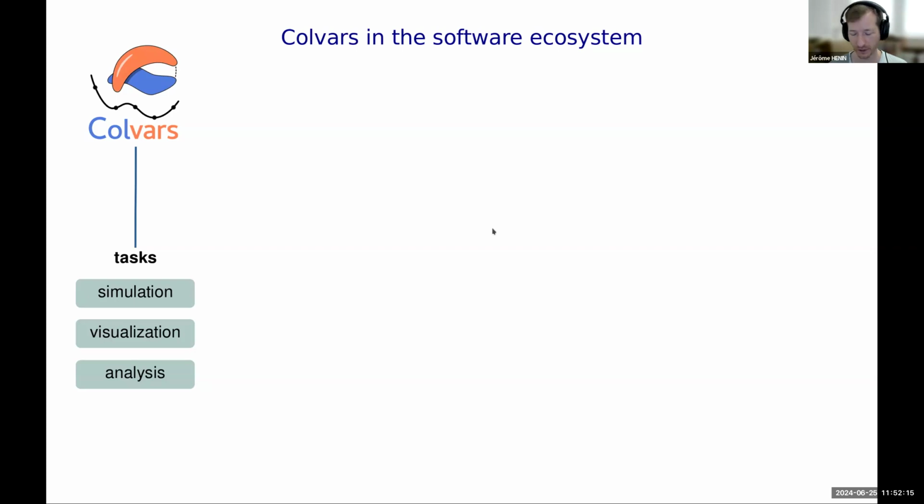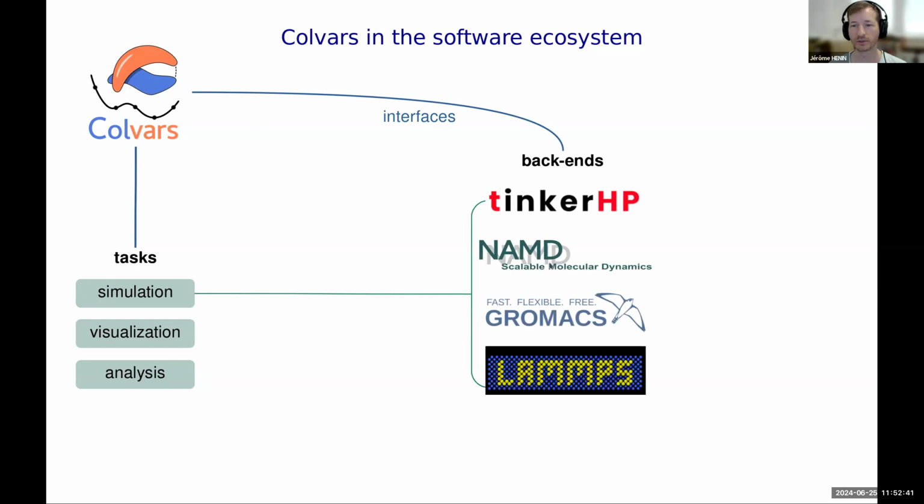So where does this library stand within the ecosystem of software that people use? What do we do with Colvars? Colvars is used for simulations, but also visualization and analysis, and it functions by interacting with other software that it's usually bundled with through dedicated interfaces. The software includes NAMD, but also, as Giacomo mentioned, TinkerHP, GROMACS, LAMMPS. That's for simulations, and for visualization and analysis, it's interfaced with VMD.